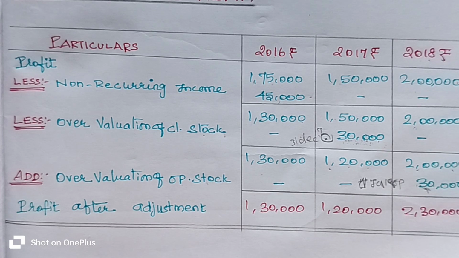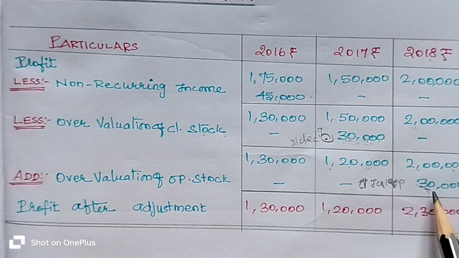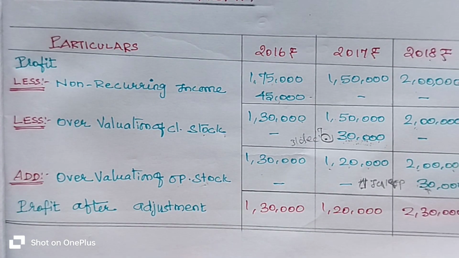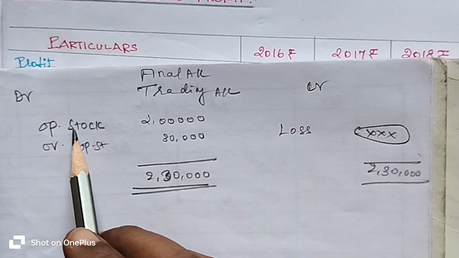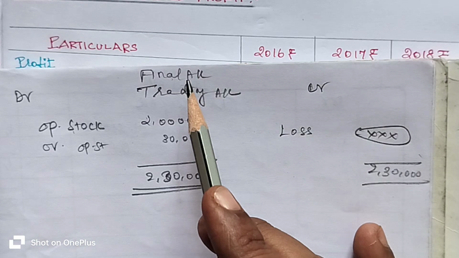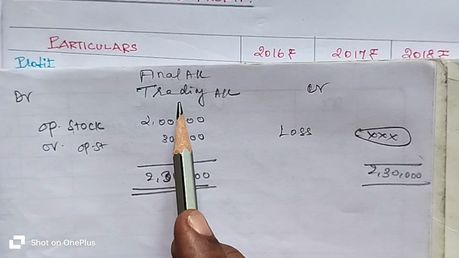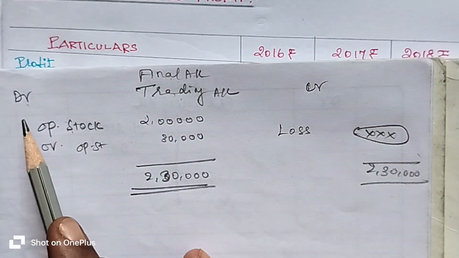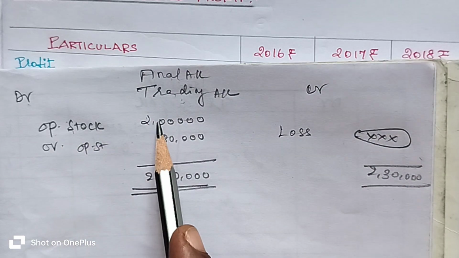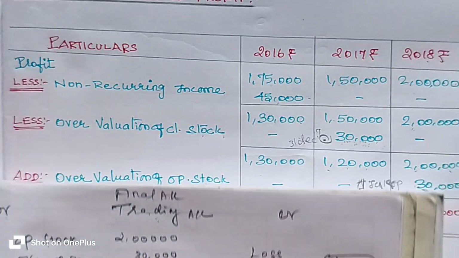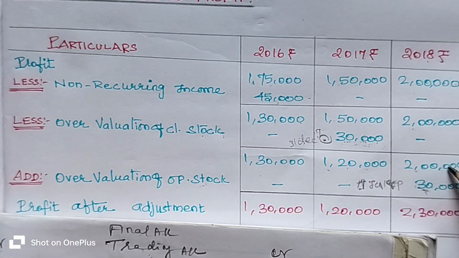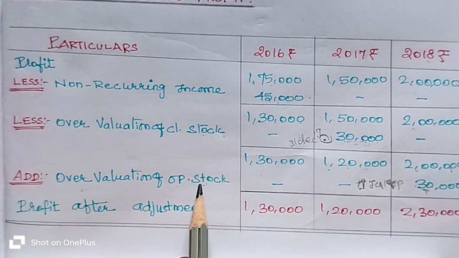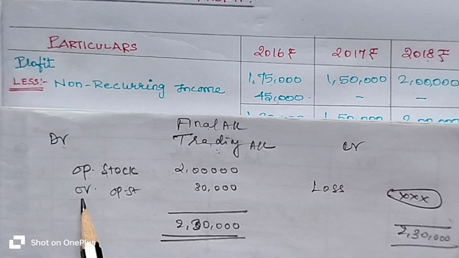Before that, we have to know where the opening stock will appear in the final account. You already studied this in 11th standard. In the final account, in the trading account, the opening stock will appear on the debit side of the trading account. What is the actual value of the opening stock in 2018? The actual value of the opening stock in 2018 is 2 lakh rupees. But by mistake we entered the overvaluation of the opening stock, 30,000 rupees.